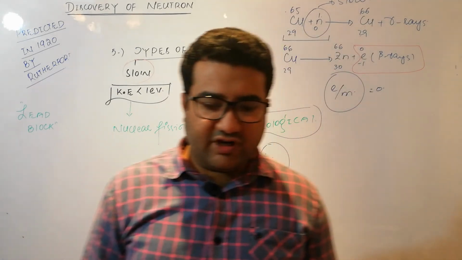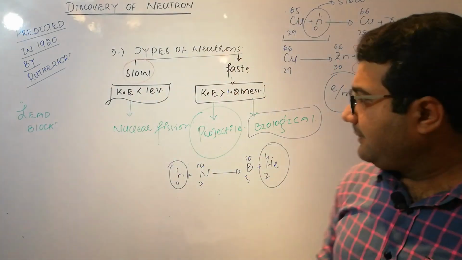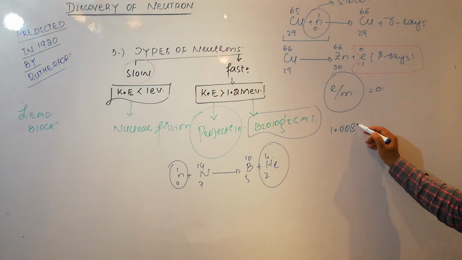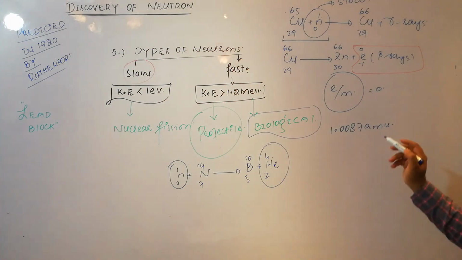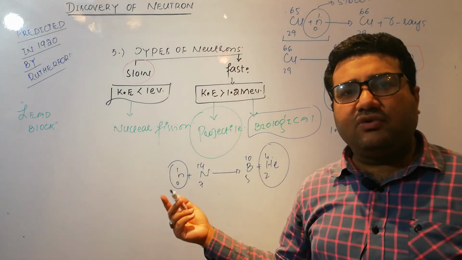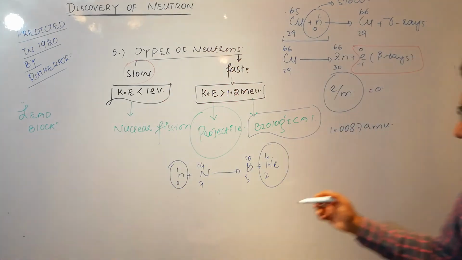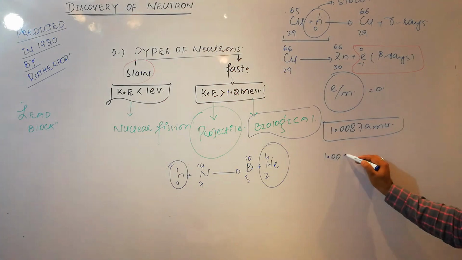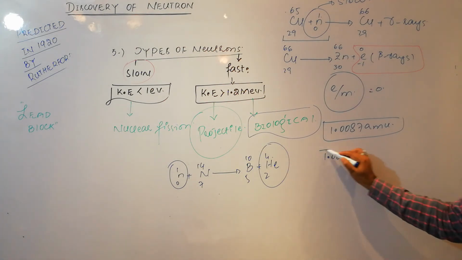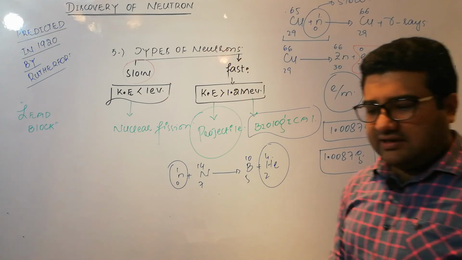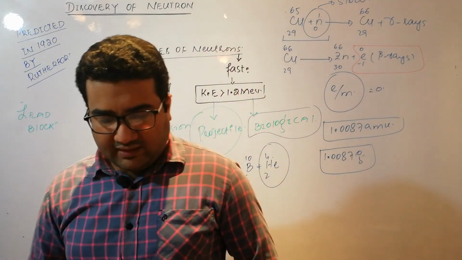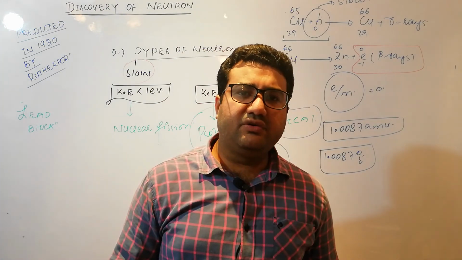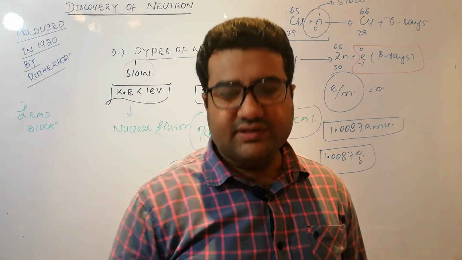So what will be the mass of 1 mole of neutrons? The mass of 1 neutron is 1.0087 AMU. And you know that whenever you want to calculate moles, you just change the AMU into grams. So the mass of 1 mole of neutrons will be 1.0087 grams. I think this concept of the discovery of the neutron and some properties of the neutron is quite clear to you people.